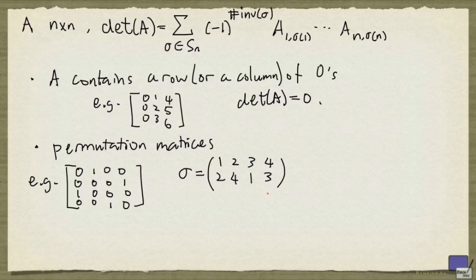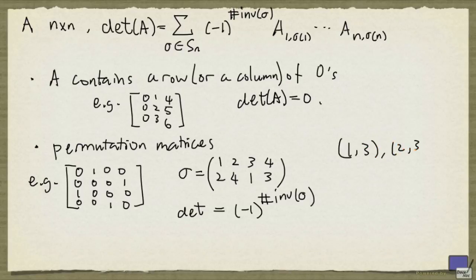Once you have constructed this permutation, the determinant of the matrix is simply minus 1 to the number of inversions of this permutation. And for this permutation, I have 3 inversions: (1, 3), (2, 3), and (2, 4). So the determinant of this matrix is going to be minus 1 to the 3, and that's minus 1.